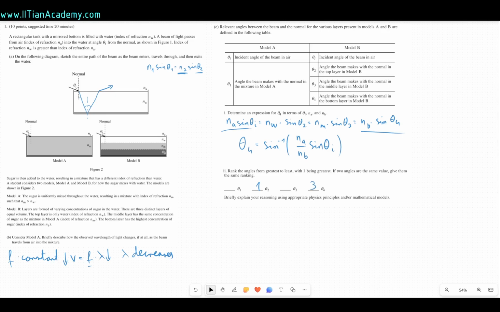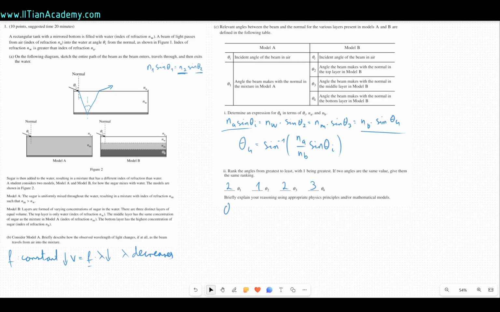And as we have seen, theta 1 and theta 3 will have to be the same because they're in the same medium, NM. So they have the same refractive index, therefore their angle has to be the same as well, as the incident angle in both cases is identical. So I've already explained the appropriate physics principles.